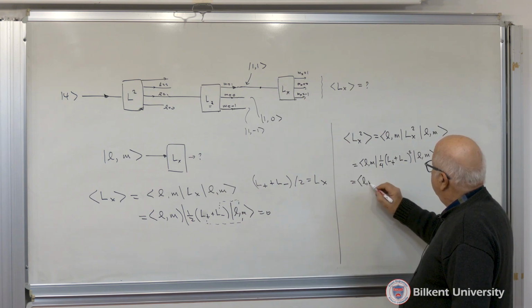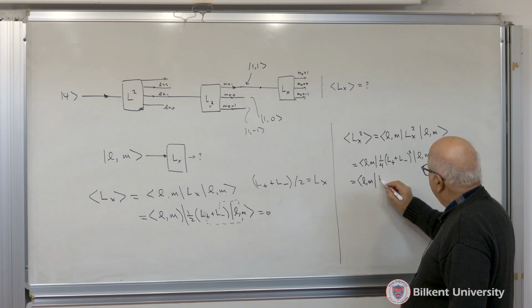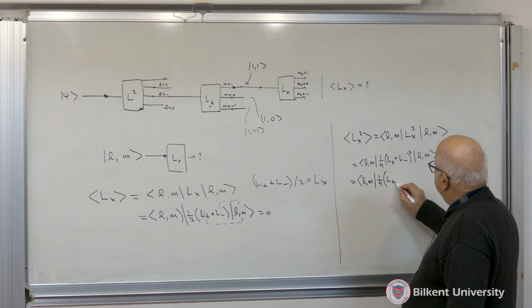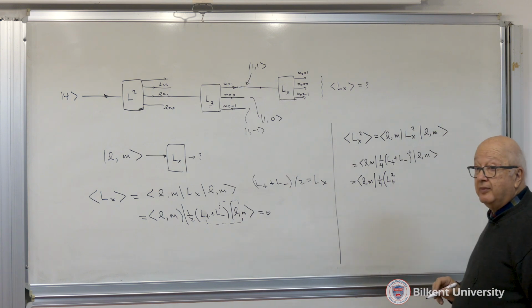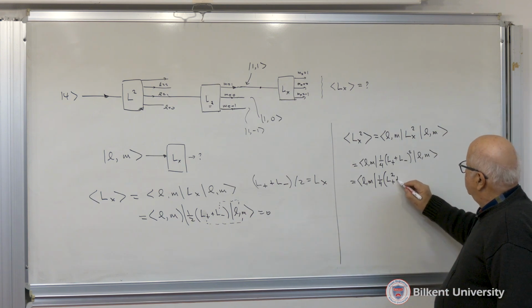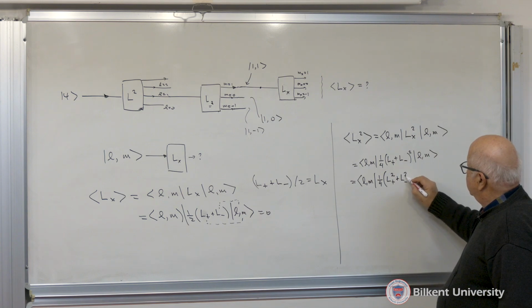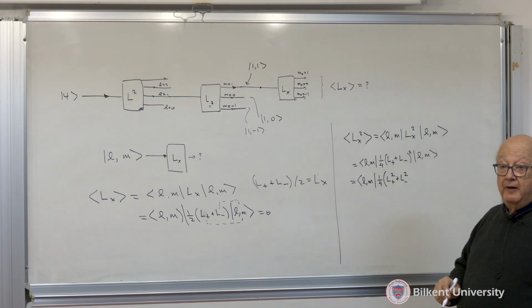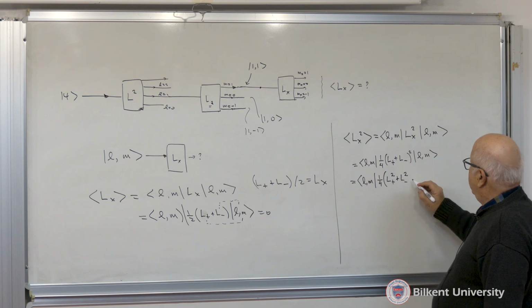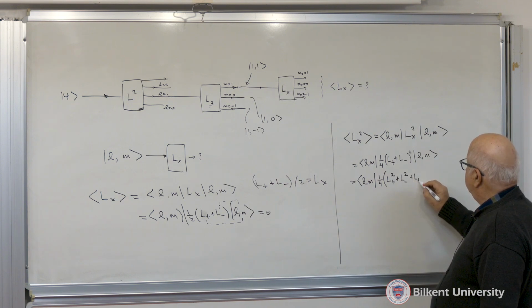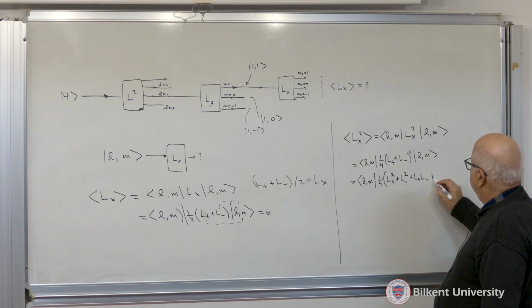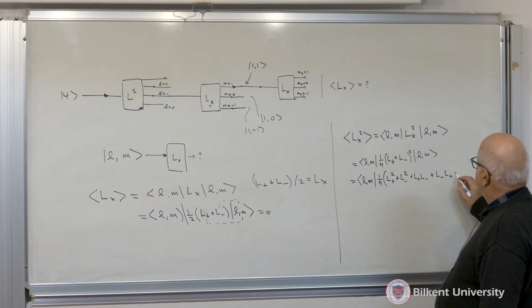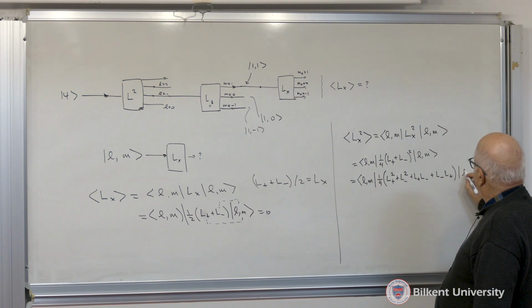Let me see if I can avoid a mistake this time. 1 over 4 times L plus squared plus L minus squared, and then I have an L plus L minus plus an L minus L plus. Okay, I think I'm okay.